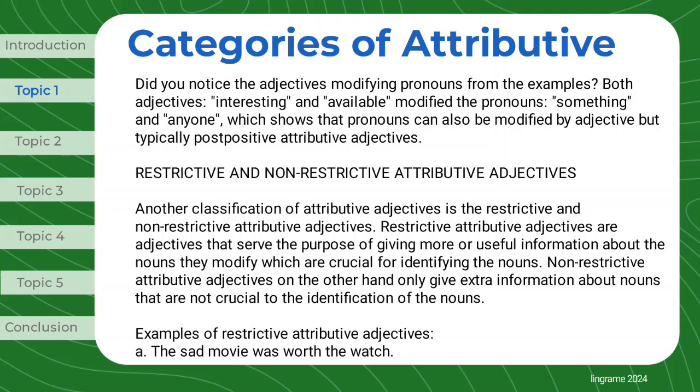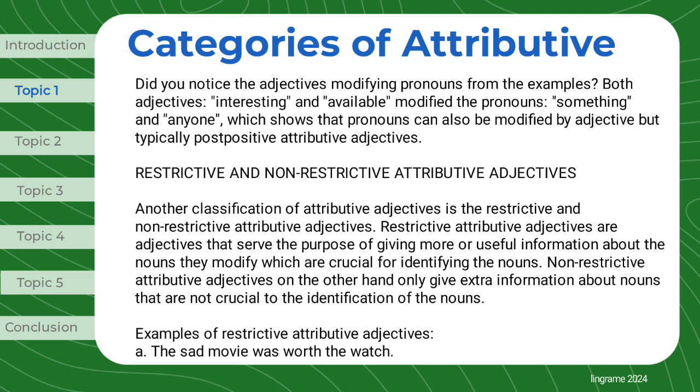Did you notice the adjectives modifying pronouns from the examples? Both adjectives, interesting and available, modified the pronouns, something and anyone, which shows that pronouns can also be modified by adjectives, but typically postpositive attributive adjectives. Restrictive and non-restrictive attributive adjectives. Another classification of attributive adjectives is their restrictive and non-restrictive attributive adjectives.